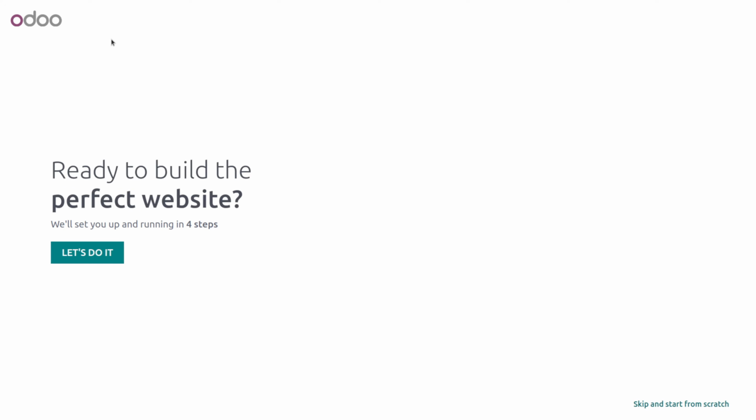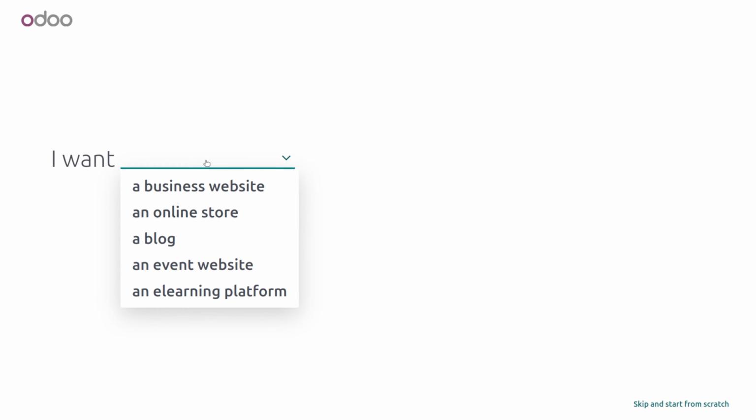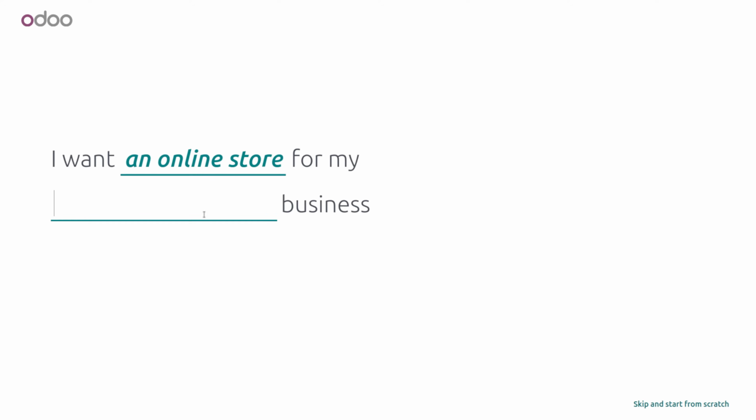So the first interface, you can see that you can create the website in a simple 4 steps by using the Odoo AI. So we can create a new website. Let's do it. Okay, so here you can choose which type of website you want, like I am choosing the online store. And what is your business? You can choose your business here. I am choosing the clothing store.